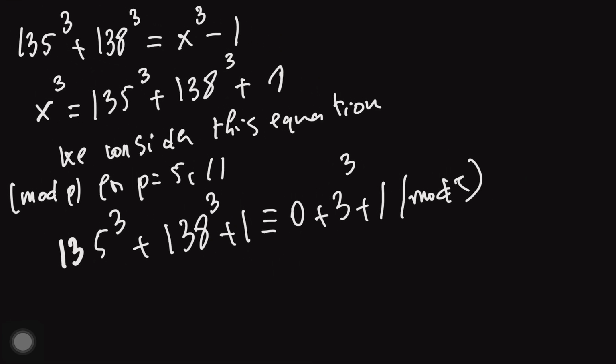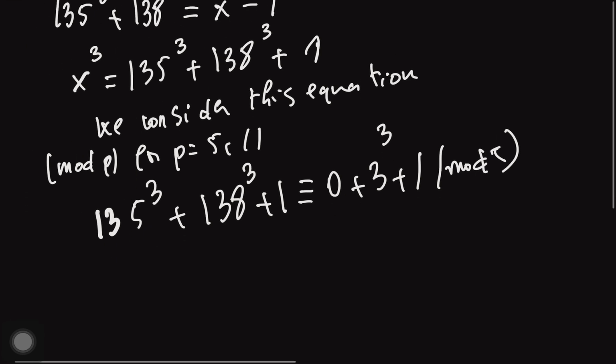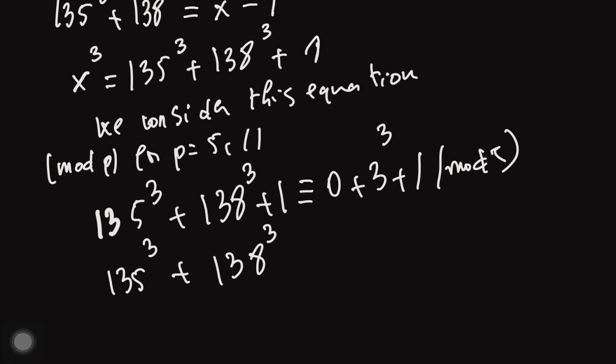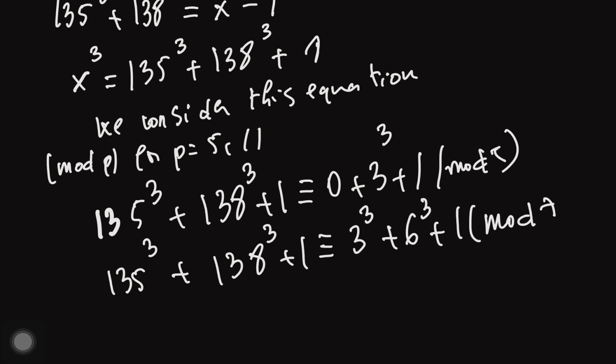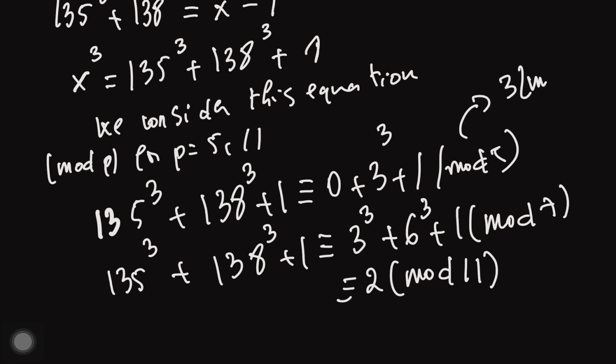Now, if we consider it mod 11, that would be 135 to the power 3 plus 138 to the power 3 plus 1. Basically, the first term is congruent to 3, so it's 3 to the power 3. The other one is congruent to 6, plus 1 mod 11, which eventually would lead to 2 mod 11. And that thing right over here is 3 mod 5.